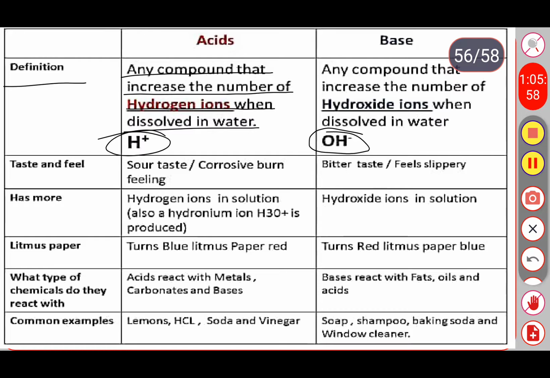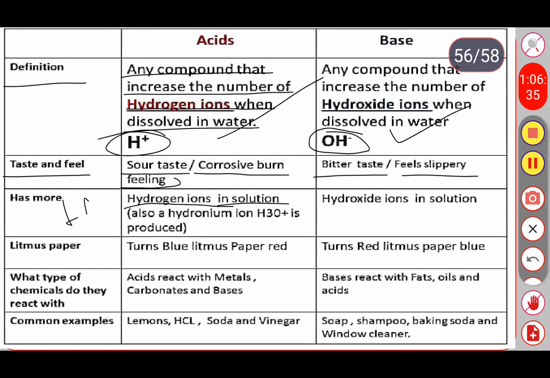Next one, taste and feel. Acids are sour in taste and they are corrosive, they burn. Bases are bitter in taste, and they feel slippery. Next one is hydrogen ions in solution. When acidic substances are dissolved, they produce H plus ions. Bases release hydroxide ions.